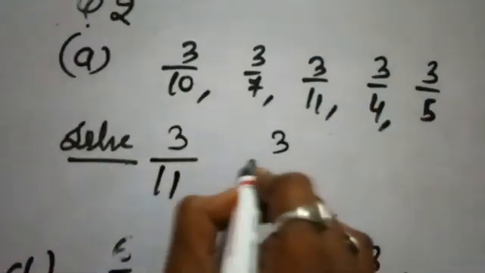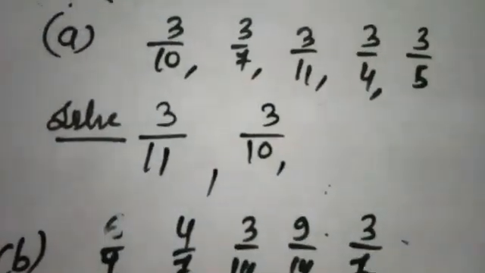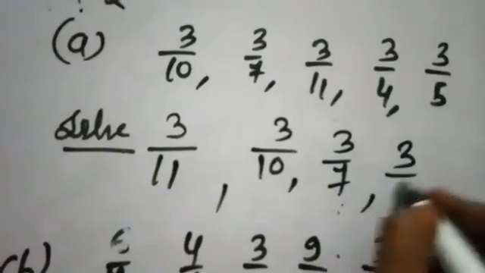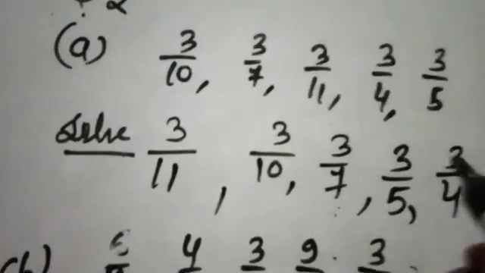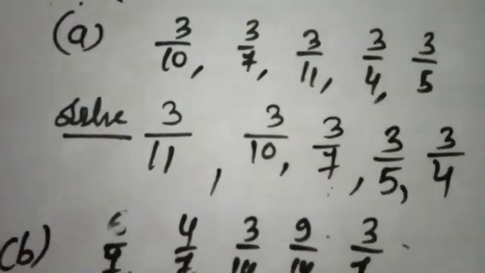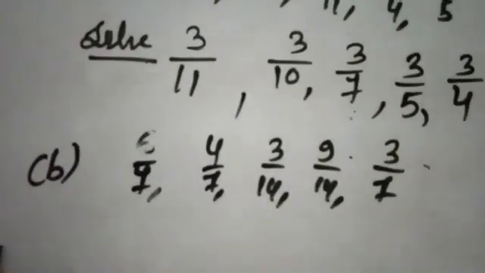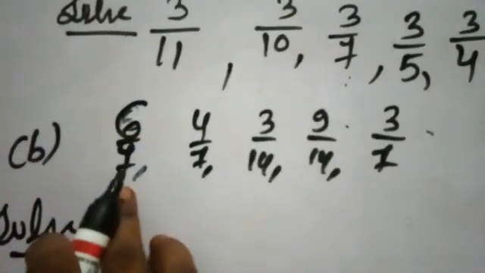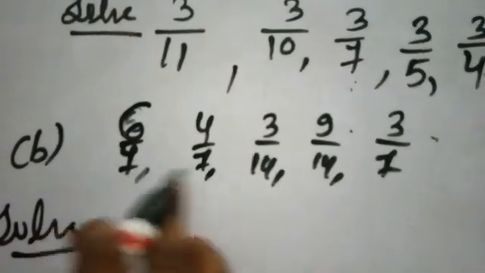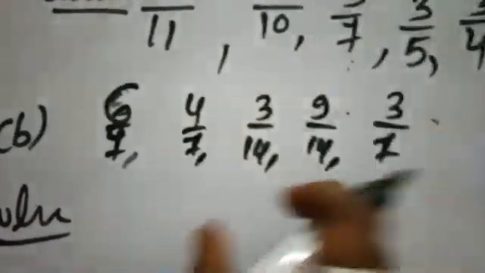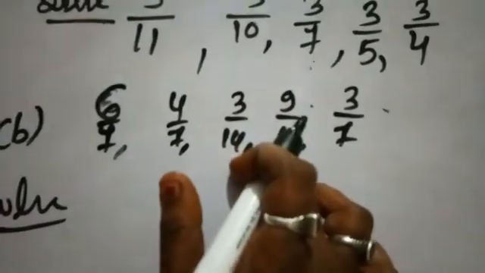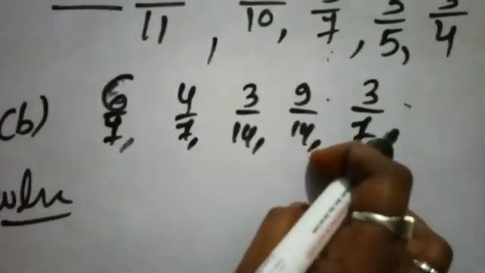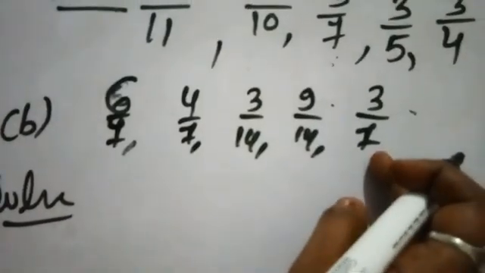3 upon 11, then 3 upon 10, then 3 upon 7, 3 upon 5, then 3 upon 4. Now see, this is the B part. When we go through the B part, in the first one the denominator is 7, second one is also 7, but between two numbers, 3 upon 14, the denominator is 14. Here also the denominator is 14, and this is 7.